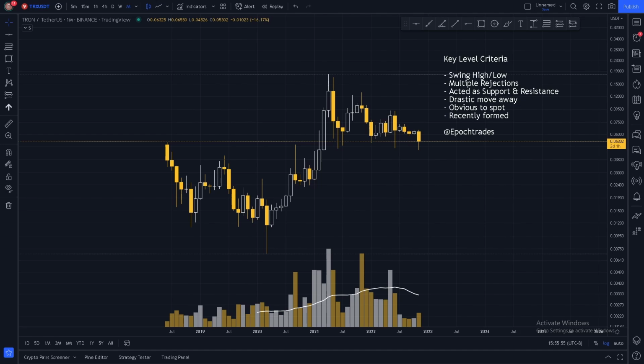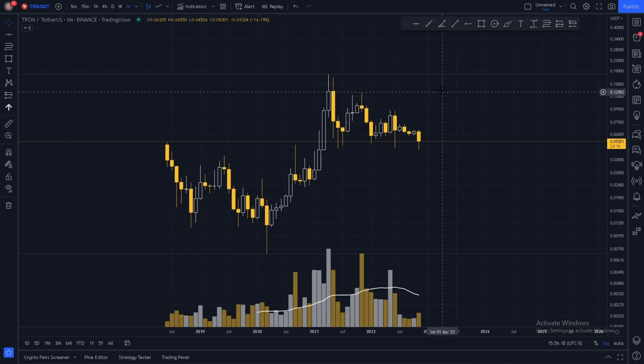Today we're going to be covering key levels on the monthly and weekly time frame for Tron. So, as always, our key level criteria: we look for swing highs and swing lows, multiple rejections, acted as support and resistance, drastic moves away, obvious to spot, and recently formed. So, let's go ahead and hop right in.